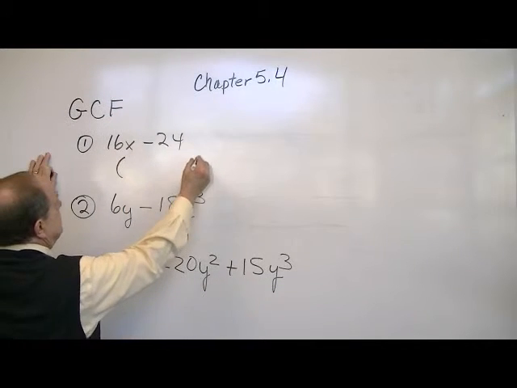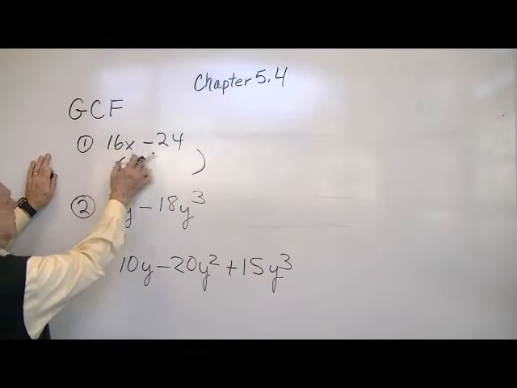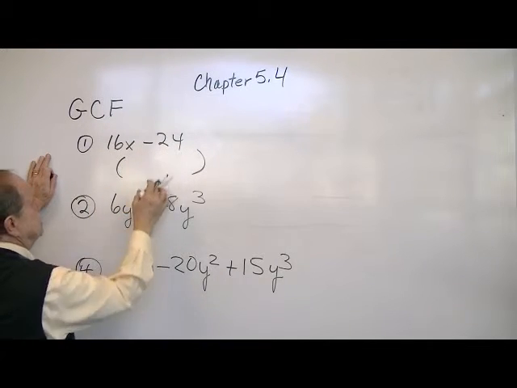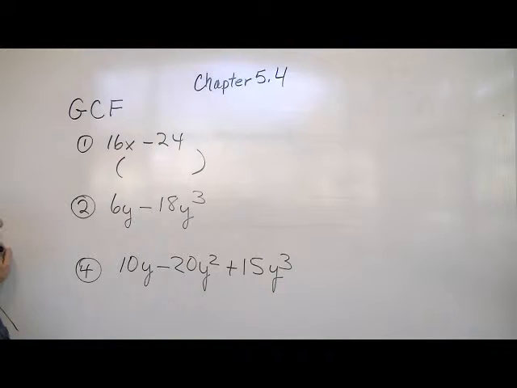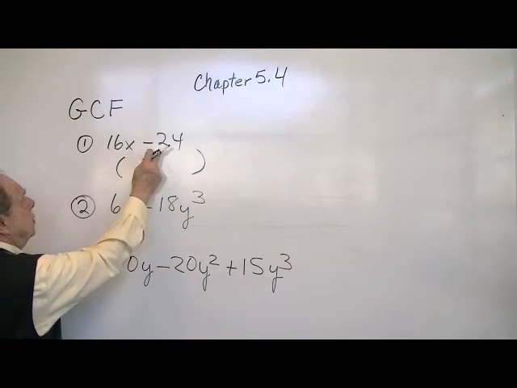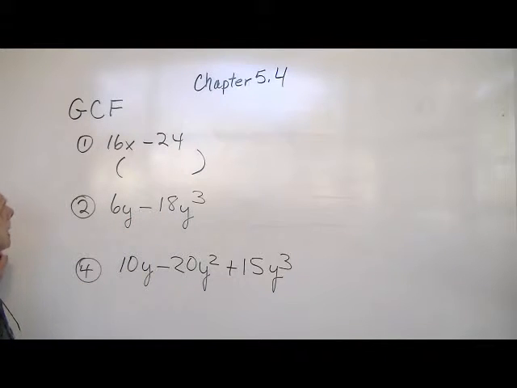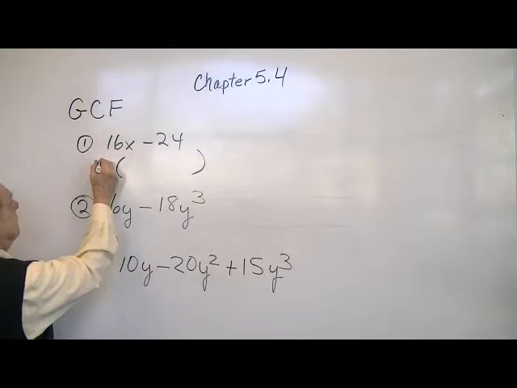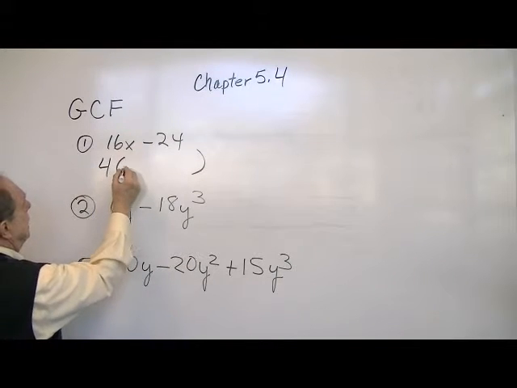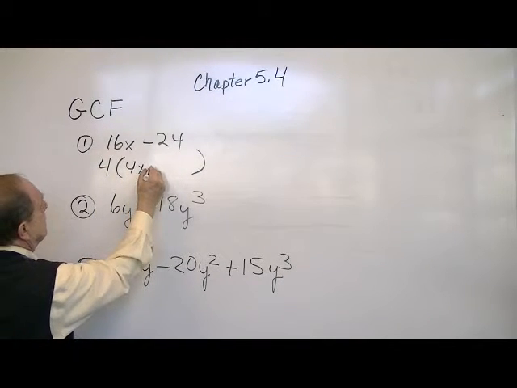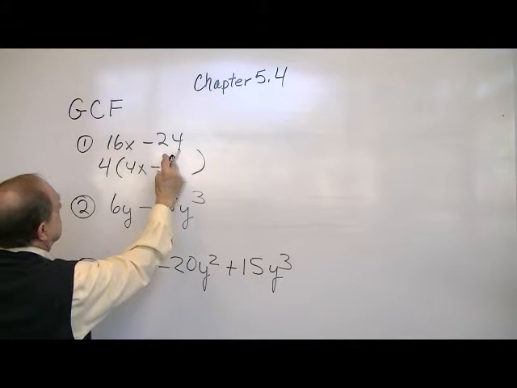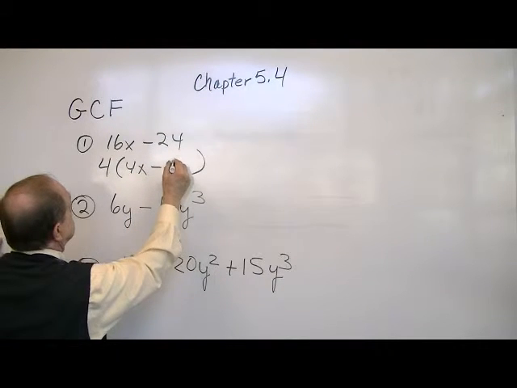So what we want to do here is we have a 16 and a 24. What number as a factor can I take out of each one of these? Well, you might say a 4. And if you tried a 4, in fact, let me do that. I'm going to take a 4 out, and then I get 4x minus 6.